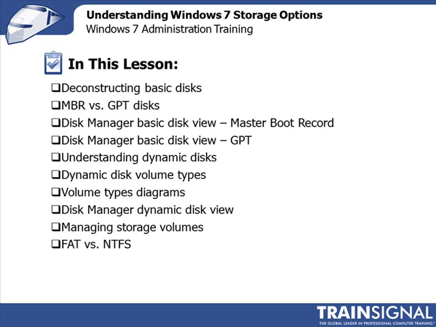You'll get a look at the different kinds of volume types that are available with dynamic disks, and you'll get a look at a Disk Manager dynamic disk view showing you how dynamic disks operate. We'll then move on to overall management of storage volumes, and we'll end the lesson by talking about the difference between the file allocation table and NT file system, the two options that are available in Windows 7 for storing data on your disks. Now that you've seen what we're going to cover in this lesson, let's move on to the why behind why Windows storage is so important.